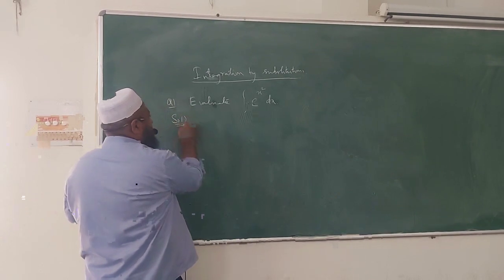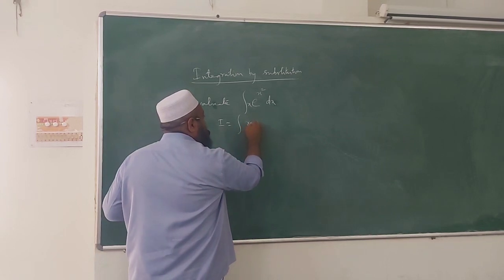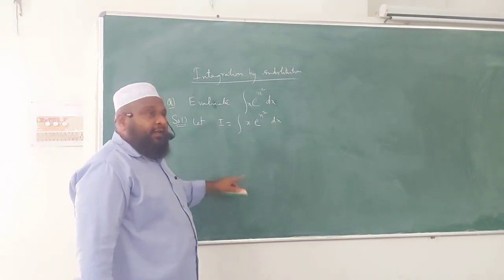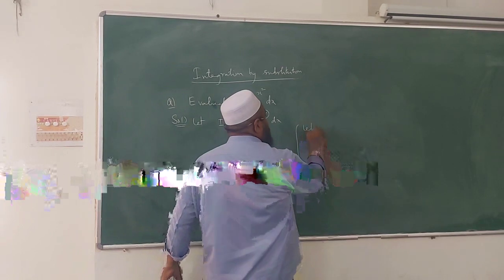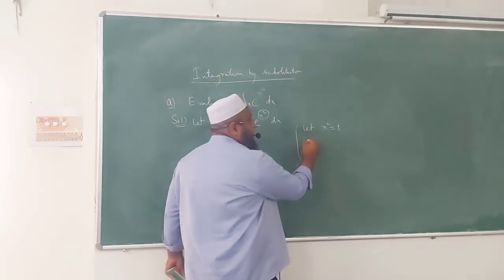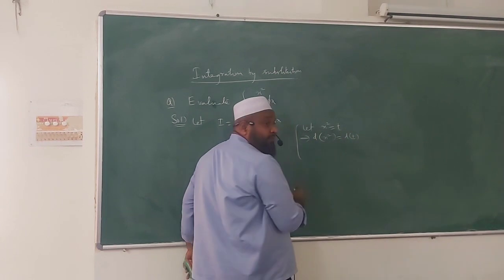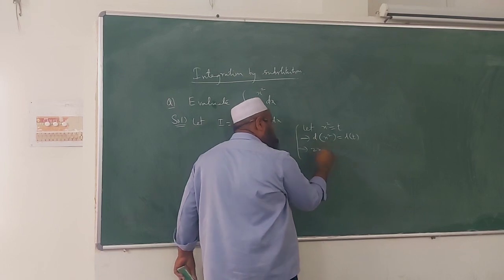Solution. Let I be equal to, I am giving the name as I, x into e to the power of x square into dx. Is the point clear? So we need some substitution now. What is that substitution? This x square, let us take as t. Let x square be t. Now you apply d to this. d of x square is d of t. d of any function is derivative into d of that variable.